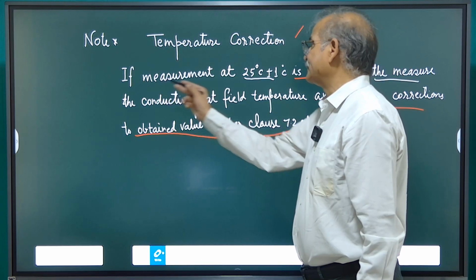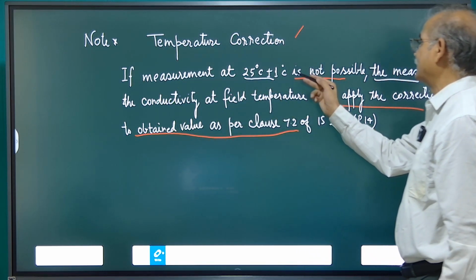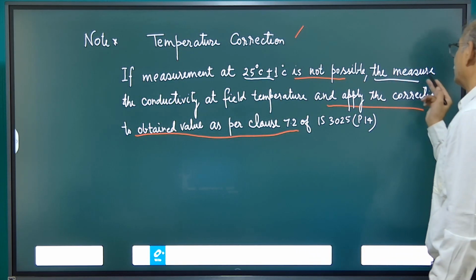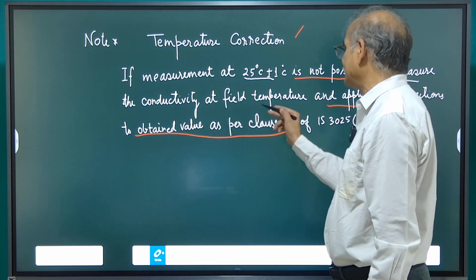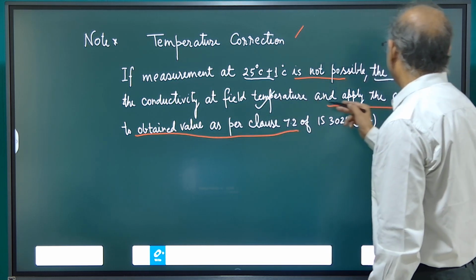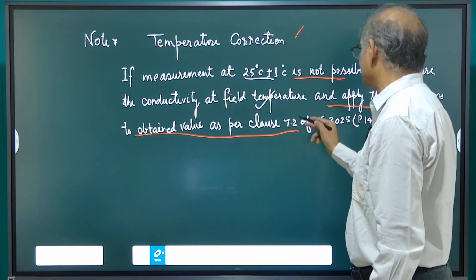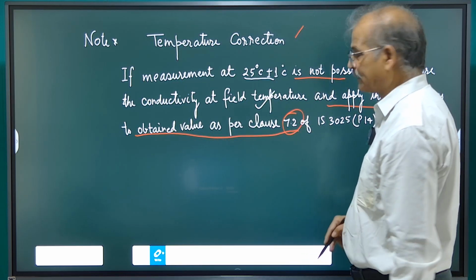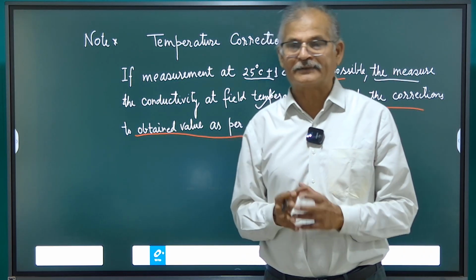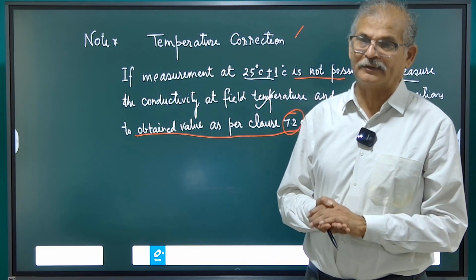Temperature correction: if measurement at 25 degrees centigrade plus or minus 1 degree centigrade is not possible, then measure the conductivity at the field temperature, whatever it is, and apply the correction as per clause 7.2 of IS 3025 to obtain the actual conductivity of the water.